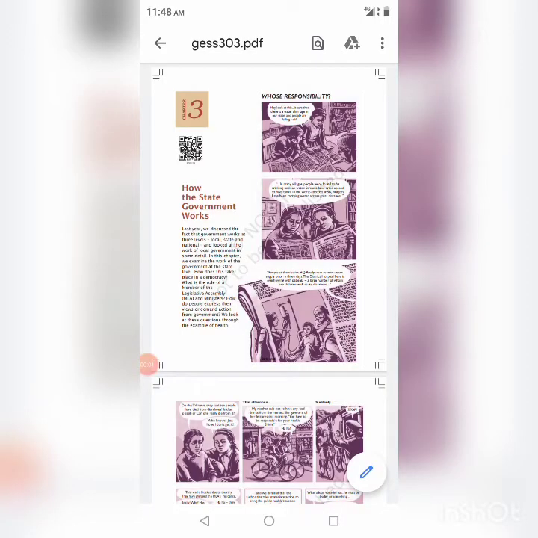Today we will discuss Class 7th Civics, 3rd chapter: how the state government works. As we know, the government works at three levels: national level, state level and local level. In states, it is the MLA, meaning the Member of Legislative Assembly, who represents the people. The MLA enters the assembly and forms the government.